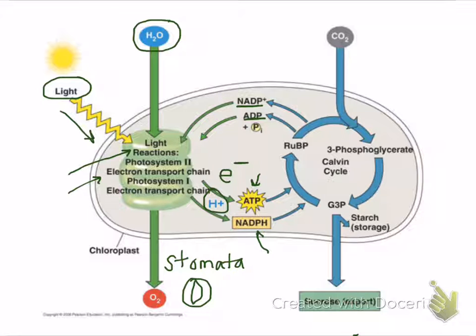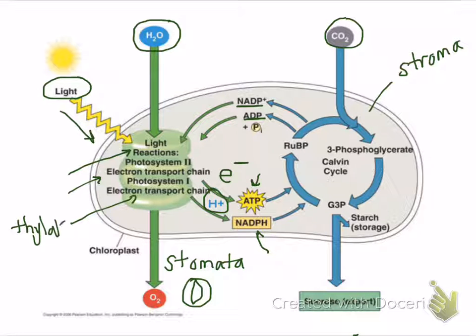So the Calvin cycle needs ATP, NADPH, and CO2. If you remember, the Calvin cycle takes place in the stroma versus the light reaction takes place in the thylakoid membrane. In the dark reaction, or the Calvin cycle, carbon dioxide is put into the cycle. ATP and NADPH are used. Remember from the equation that there's 6 molecules of CO2.